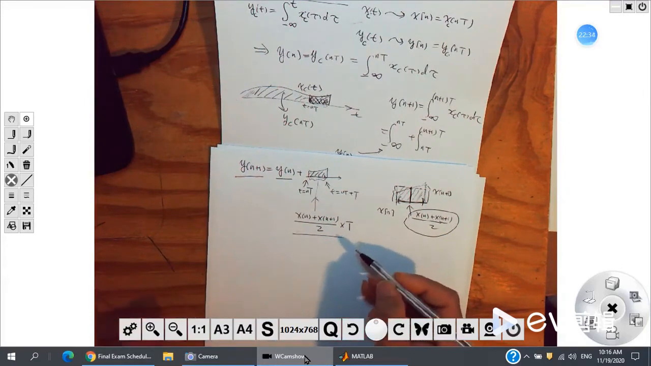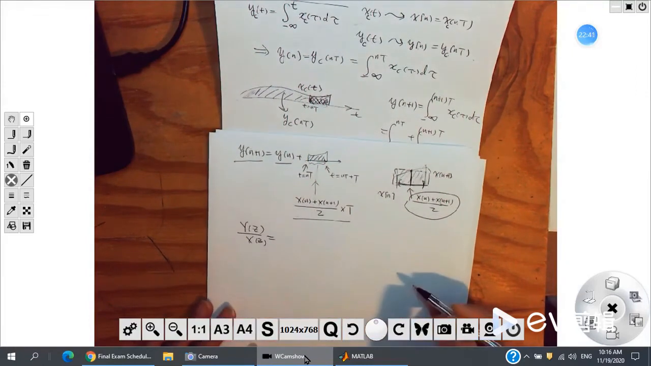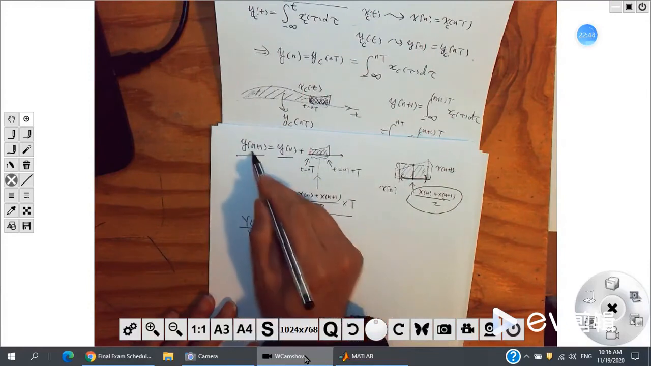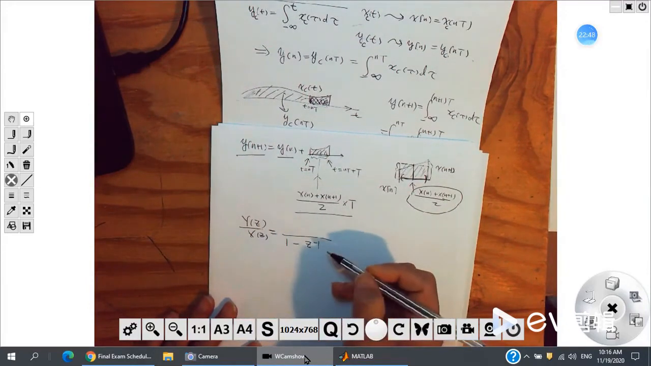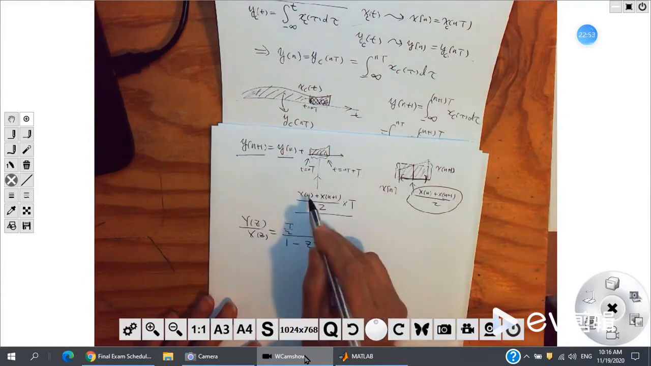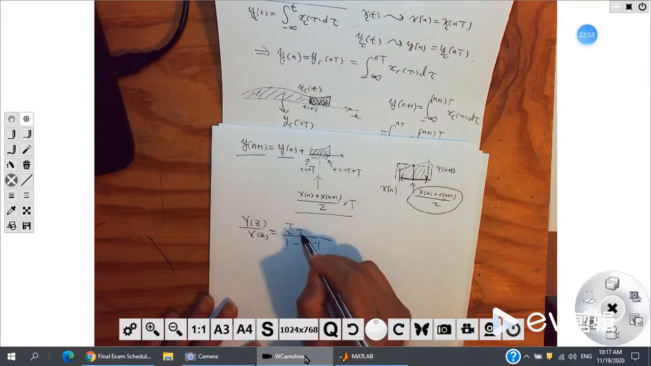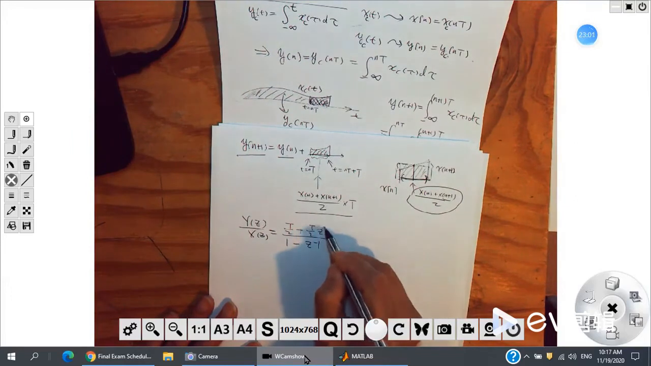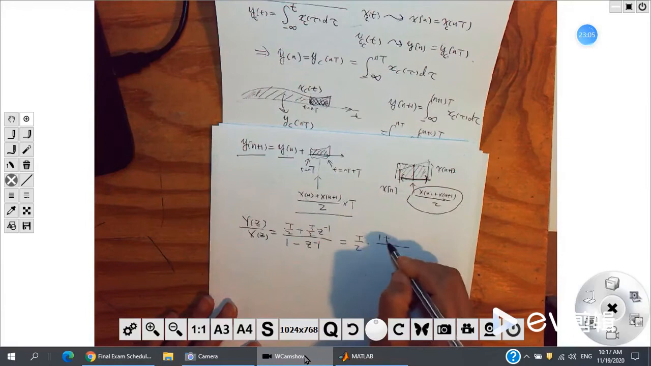So we have the relation between Y of z over X of z. We move the y terms together, so this is 1 minus z to the negative 1. And the x term is T over 2 times the n plus 1 term, which is just x of n plus 1, and this is 1 delay, so plus T over 2 z to the negative 1. So it is T over 2 times (1 plus z to the negative 1) over (1 minus z to the negative 1).